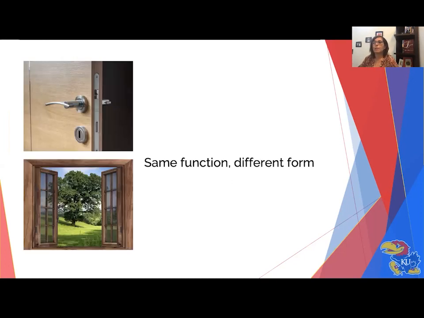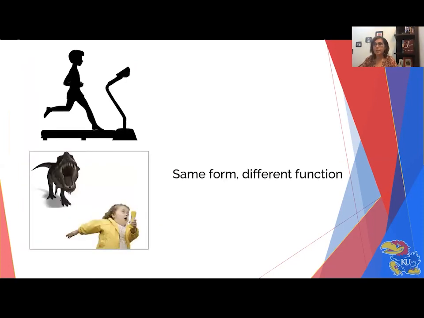So I may walk out the door or I may jump out the window. And both of these things might be to get outside. So these are two different forms, walking out the door, jumping out the window, that serve the same function of getting outside. Or I could be running to exercise, or I could be running to escape danger. This is one form, running, that serves two different functions, exercising and escaping danger.